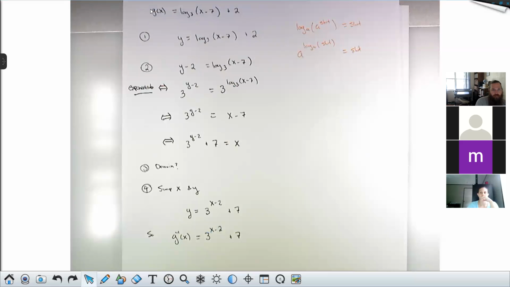The thing before that that G did was take the base 3 log. So to undo that, the thing that G inverse does after subtracting 2 is take the base 3 exponential, or exponentiate base 3. And then the very first thing that G did was subtract 7. So the last thing that G inverse should do is add 7.